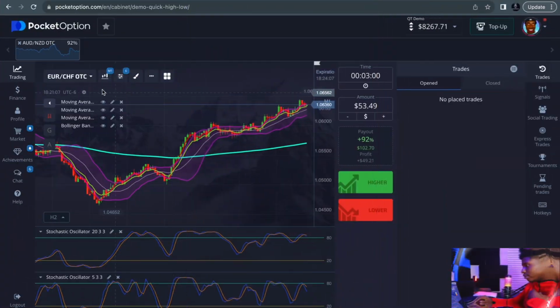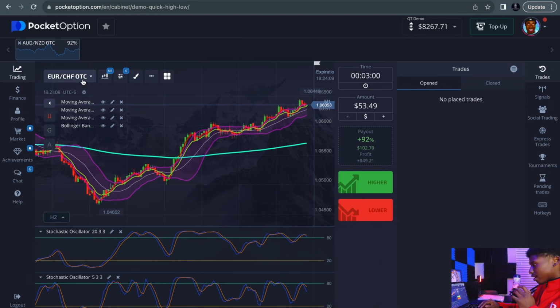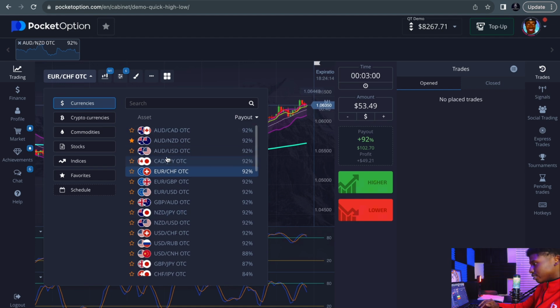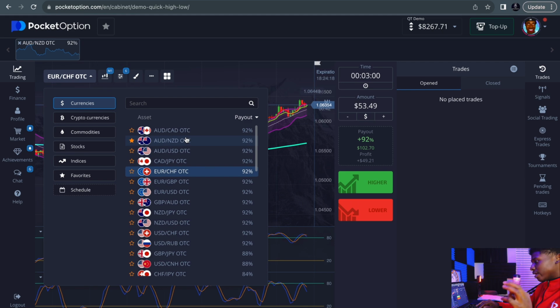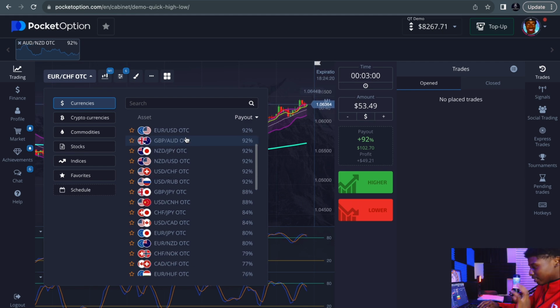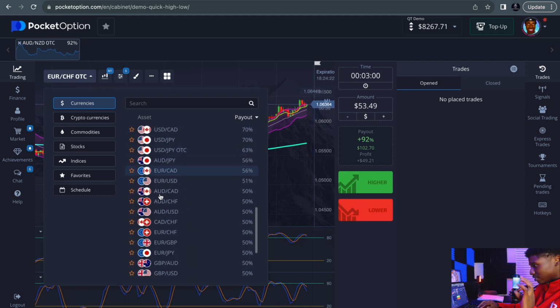Alright guys, so as you can see, we're over here, and if you don't know how Pocket Option works, let me just give you the quick rundown. Over here is all your currencies. This is Forex pairs and this is OTC currency. Now OTC is a manipulated market some of the time, and how to avoid this is you would trade on these regular Forex pairs right here during the regular Forex hours, like 4 a.m. to 4 p.m. depending on your time zone.